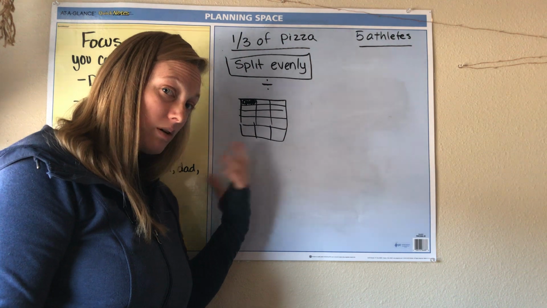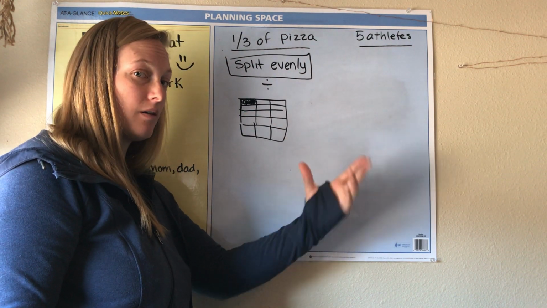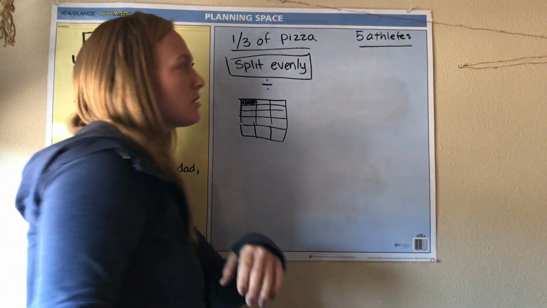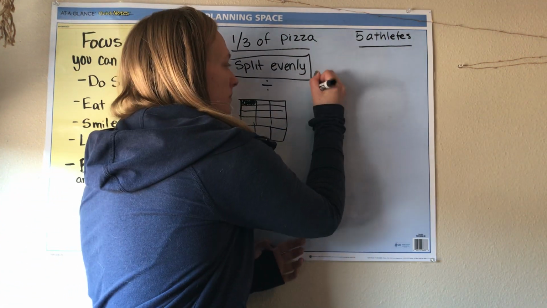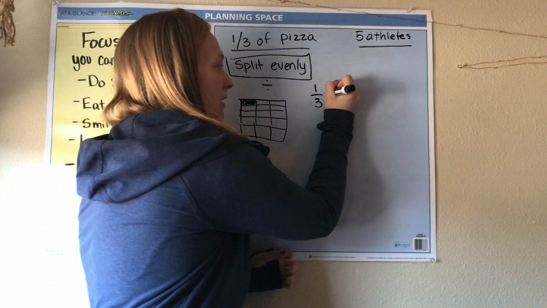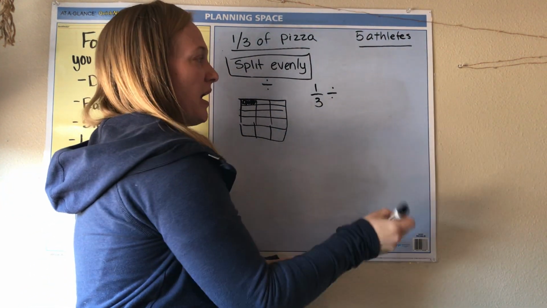We can also solve it using math. I'm not going to give you the answer yet because we're going to solve it using math and then I will tell you what the answer is. Okay, so we have 1/3. We are dividing, because split evenly means to divide. And we are dividing it by 5.